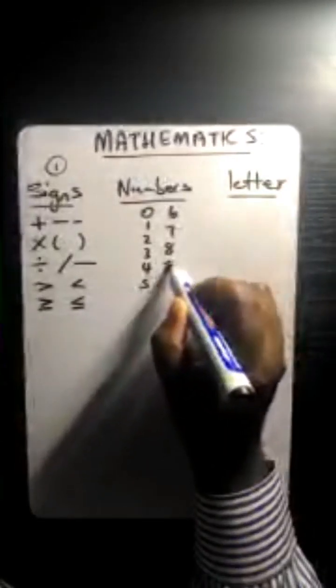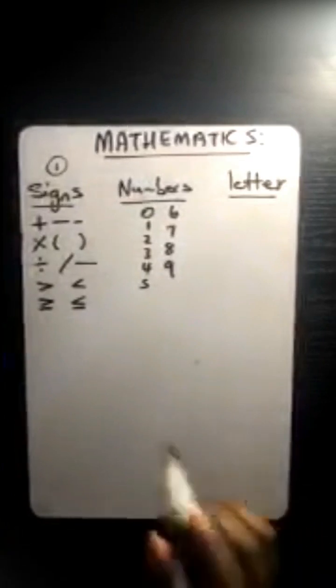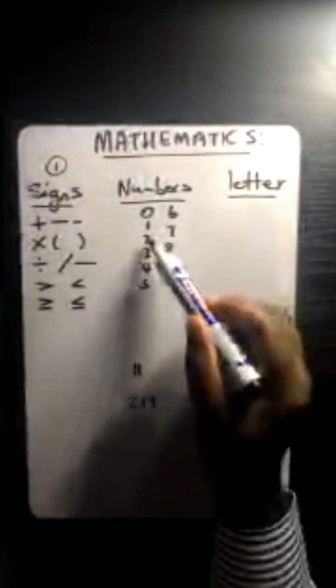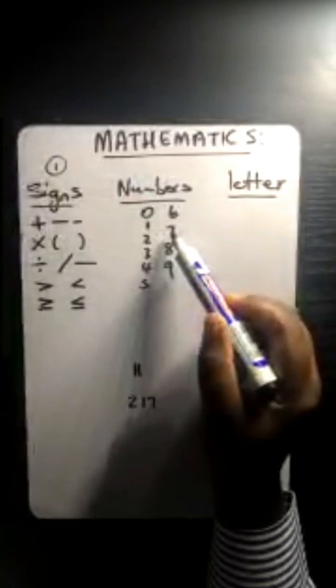Okay. Only 10 numbers. And those numbers, we talk about 0, 1, 2, 3, 4, 5, let's say 6, 7, 8, and 9. These are the only numbers that we have in the world. Because you might be thinking about 11. 11 is the combination of 1 and 1. It makes up 11. 217 is the combination of 2, 1, and 7.